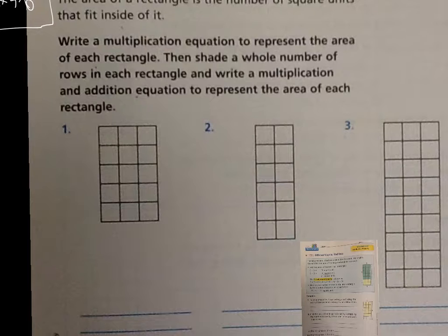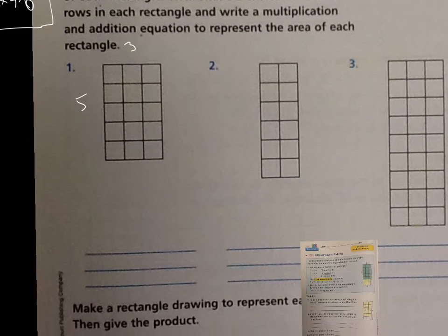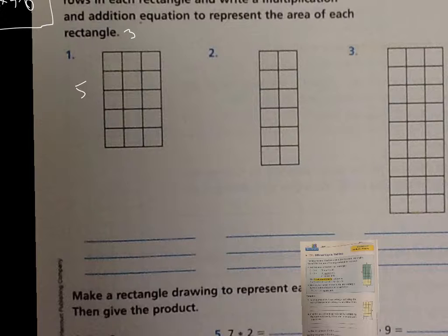Okay, so what they're asking is, first you're going to find the area of the rectangle. Okay, the area of the rectangle is 3 by 5. So the area of the rectangle would be actually 5 by 3. We'll go on the left first. 5 times 3 equals 15.